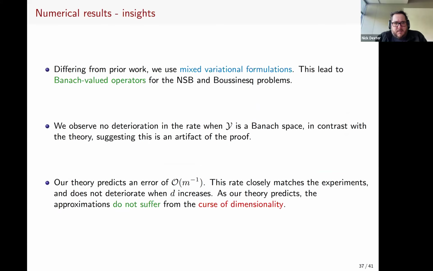Okay, so differing from prior work, we used mixed variational formulations, and this led to Banach valued operators for the NSB and Boussinesq equations. However, we observed no deterioration in the rate when Y is a Banach space, in contrast with the theory, suggesting this is an artifact of the proof. And the theory predicts an order 1/m error. This rate closely matches the experiments, does not deteriorate when d increases, and as our theory predicts, the approximations do not suffer from the curse of dimensionality.